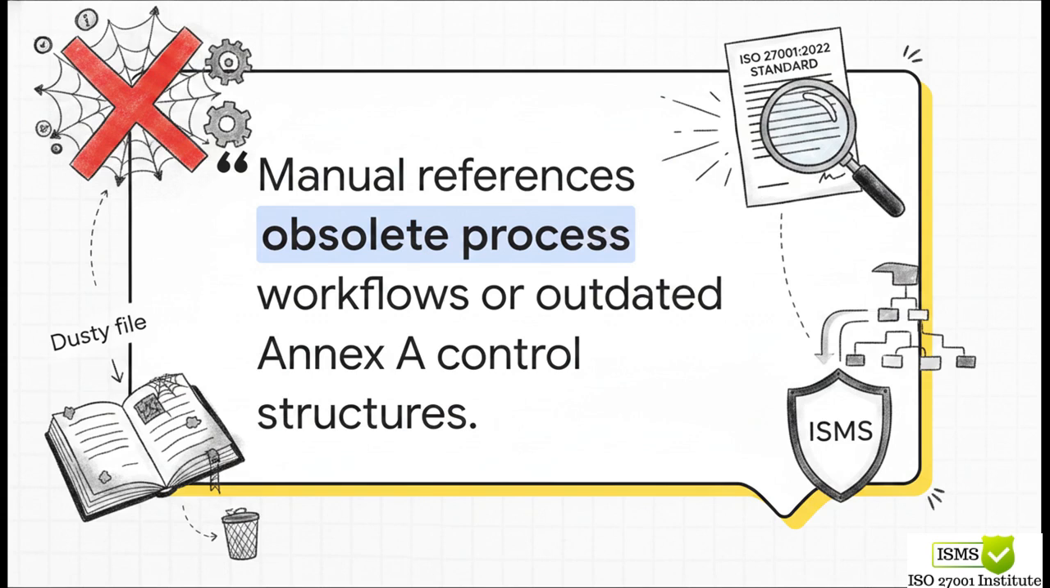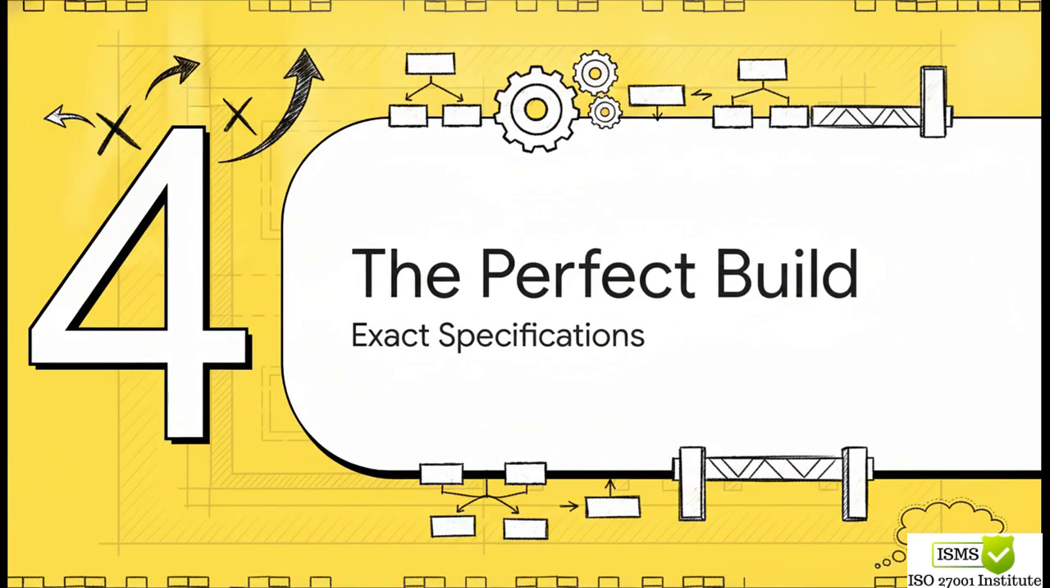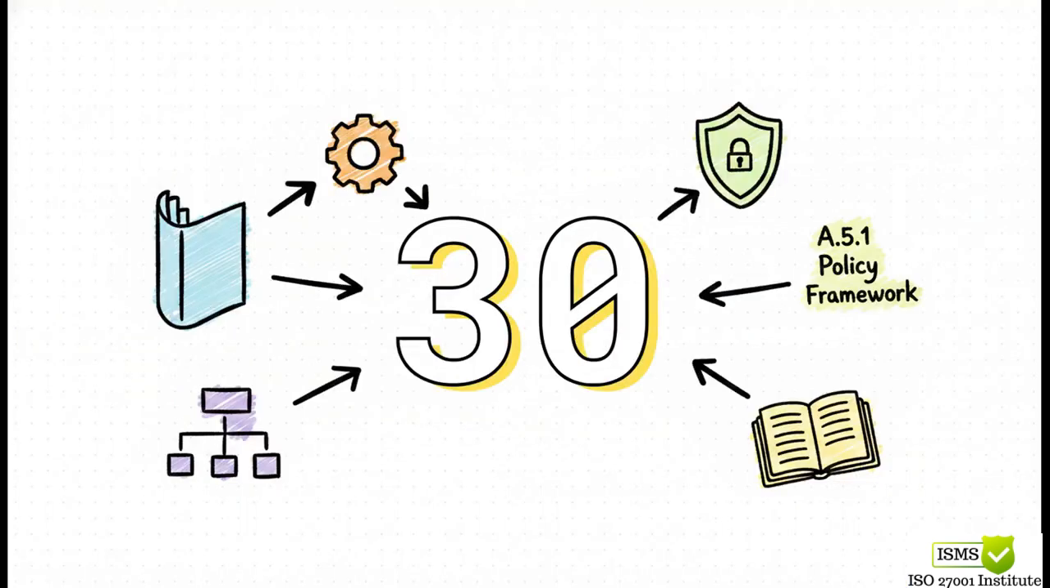This document cannot just be a dusty PDF on a shared drive. It must be rigorously, meticulously updated to the 2022 standard. All right, Section 4, the perfect build. 30 pages. That is it. This is a really crucial point.